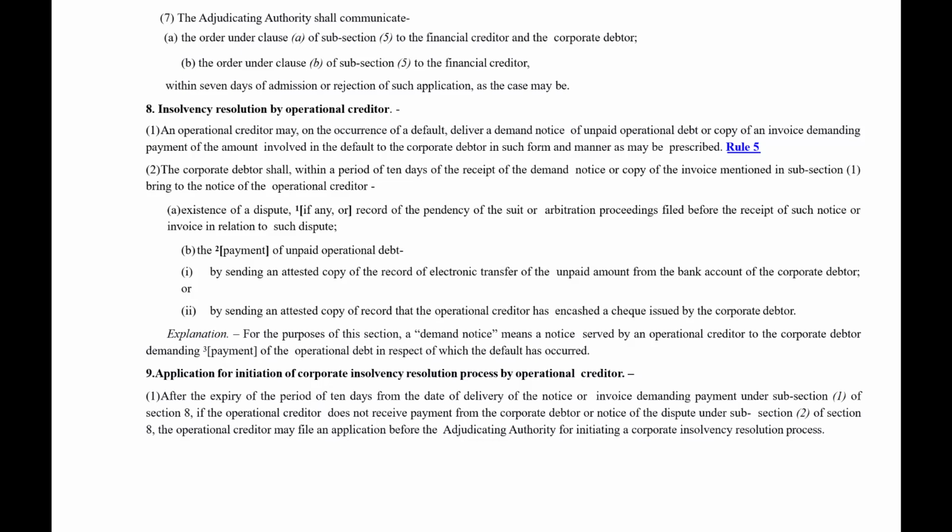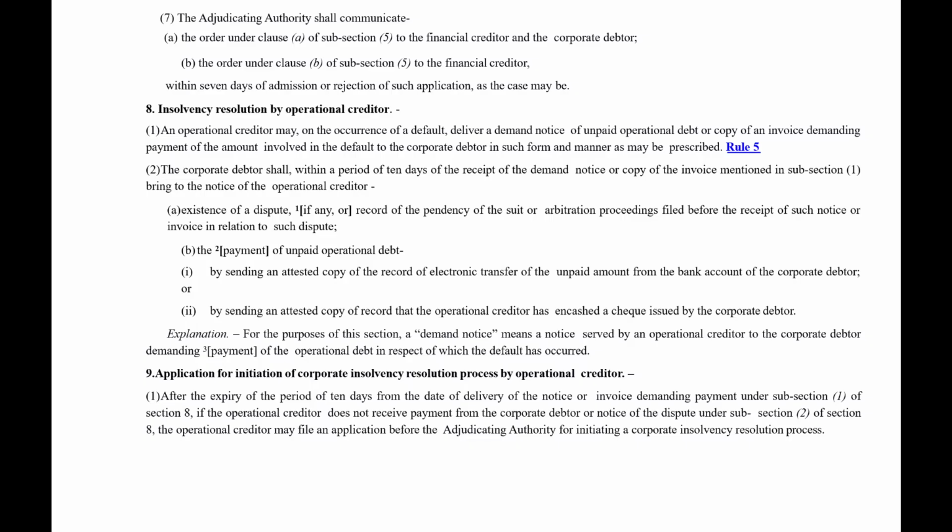So first of all, they will give a demand notice, and then the corporate debtor shall, within a period of 10 days, so the corporate debtor has got a time period of 10 days to revert, of the receipt of demand notice or copy of invoice, bring to the notice of the operational creditor the existence of a dispute, if any. So the corporate debtor may say that there is a dispute, or record of pendency of the suit or arbitration proceedings. So the CD may say that one suit is already pending or arbitration proceeding is already pending. But that should have been filed before the receipt of such notice or invoice in relation to such dispute.